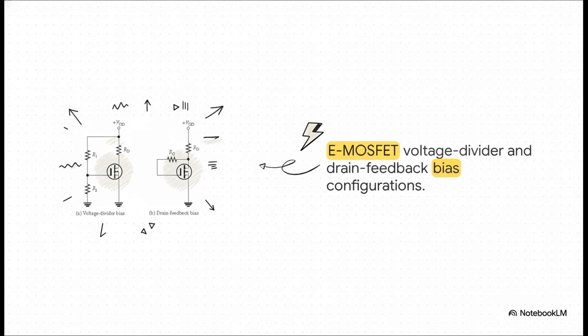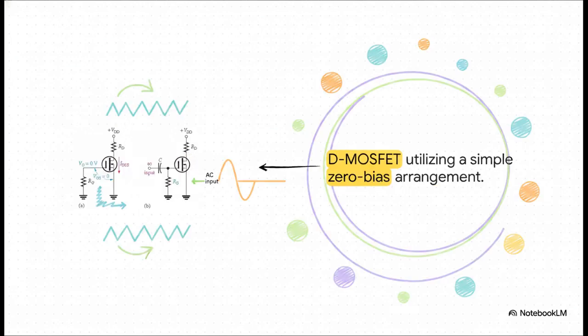Let's look at the E-MOSFET first. Because it absolutely requires a gate voltage that exceeds its threshold just to wake up, setting the gate to 0 volts is impossible here. It wouldn't do anything. Instead, engineers use clever methods like voltage divider or drain feedback configurations. Both of these methods steal a little fraction of the main supply voltage and feed it directly back to the gate. This guarantees the gate is sitting firmly at a positive voltage, keeping that induced channel wide open and ready for action.